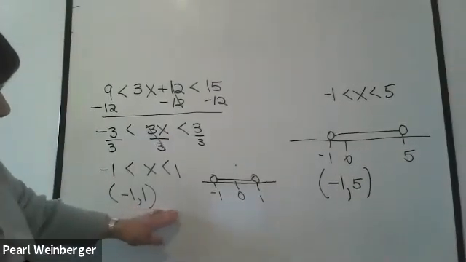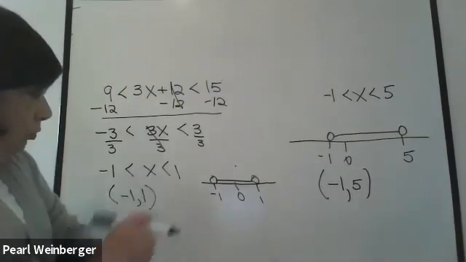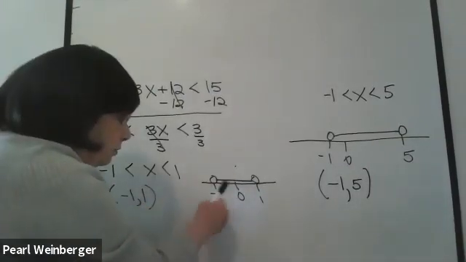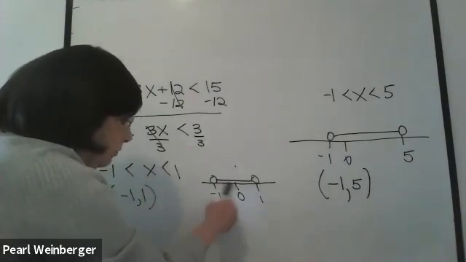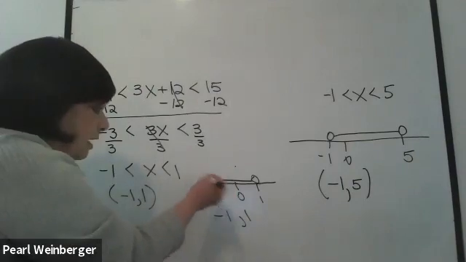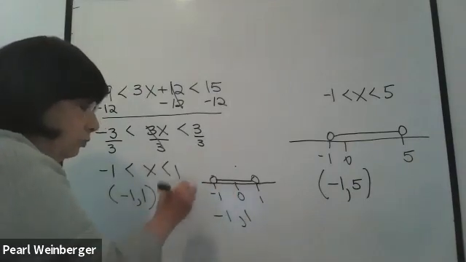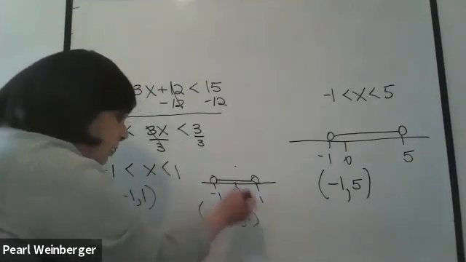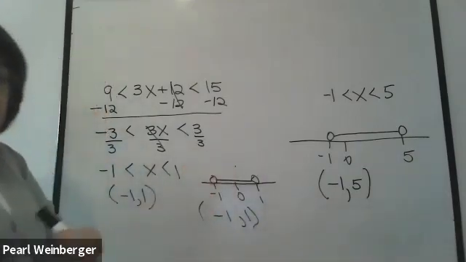And if you look at it, your interval notation is almost exactly the same. Here are your two numbers, -1 and 1. And all you have to do is decide whether you're using brackets or parentheses, depending on whether these are open circles or closed circles.